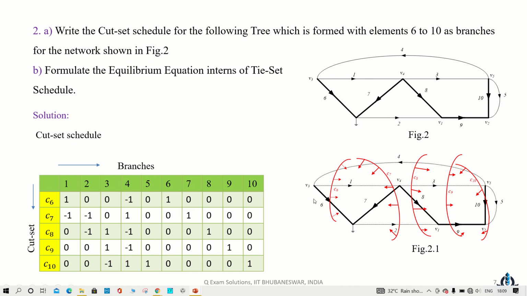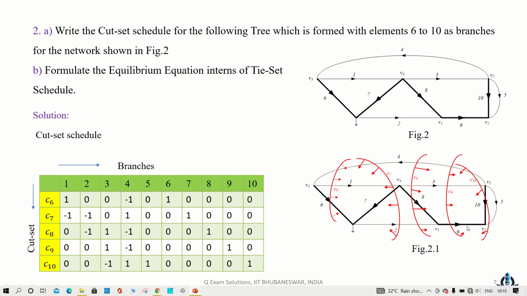So for this, you see here, for the I1 branch, this is the direction of 1, so I have written 1. Here, this is also the direction of 6, that's why I have written 1. For 4, it is the opposite direction of 4, that's why I have written -1. Similarly, for 9, it is the same direction of 9, same direction of 3, and opposite direction of 4. So same direction, opposite direction, and same direction. Similarly, you can fill this table.